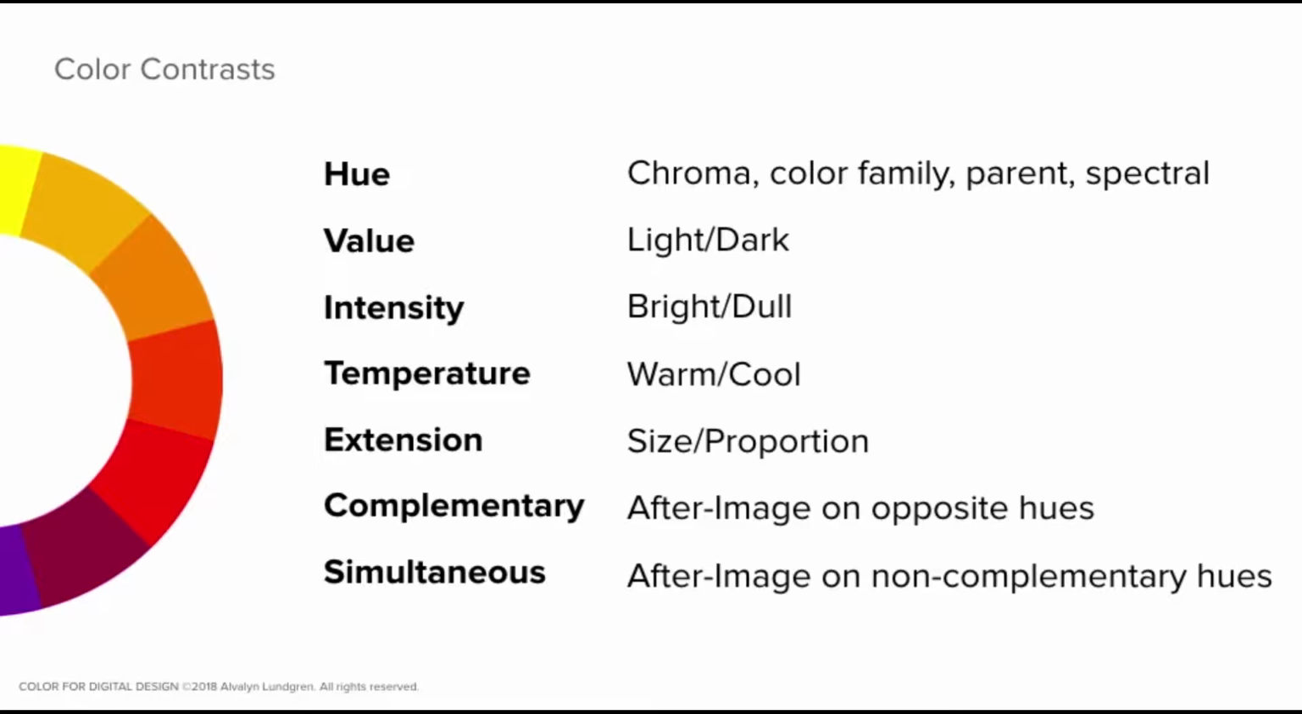Value is a property of subtractive color. Its opposite is luminance, which is the additive color property. And that's the understanding or the perception of lightness and darkness in a color.